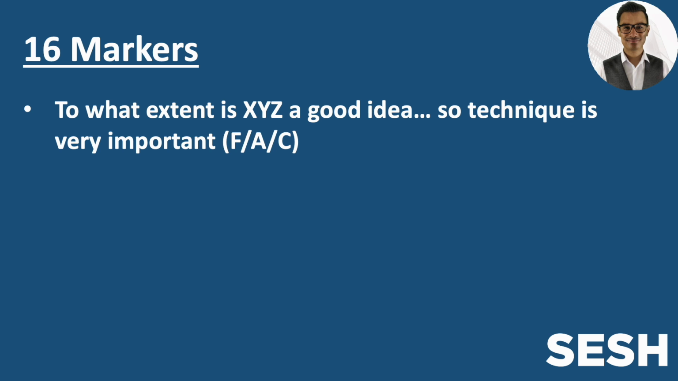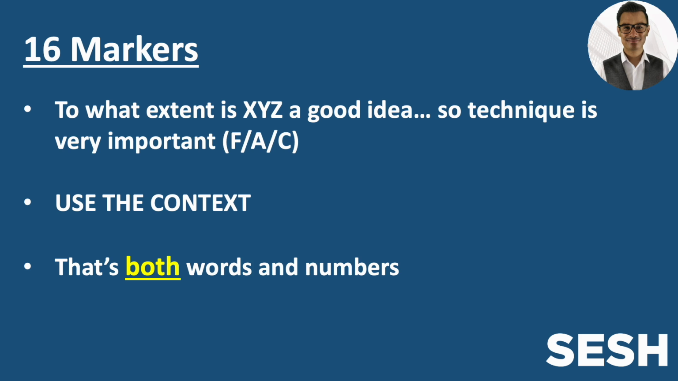16 markers, well, you're likely to get 3 16 markers here, and there'll be the end of each section, probably laid out as follows. So something like, to what extent is XYZ, whatever the concept is, a good idea? So technique is very important. FAC, for, paragraph 1, paragraph 2, against, paragraph 3, conclusions. So use the context, of course, throughout, and just to remind you, that's both words and numbers.